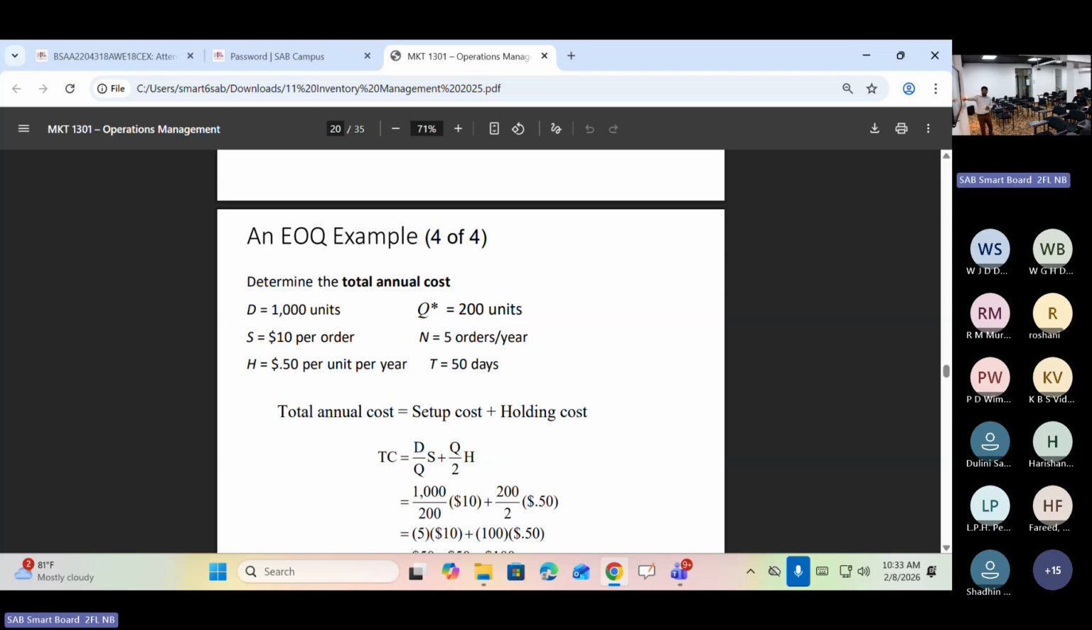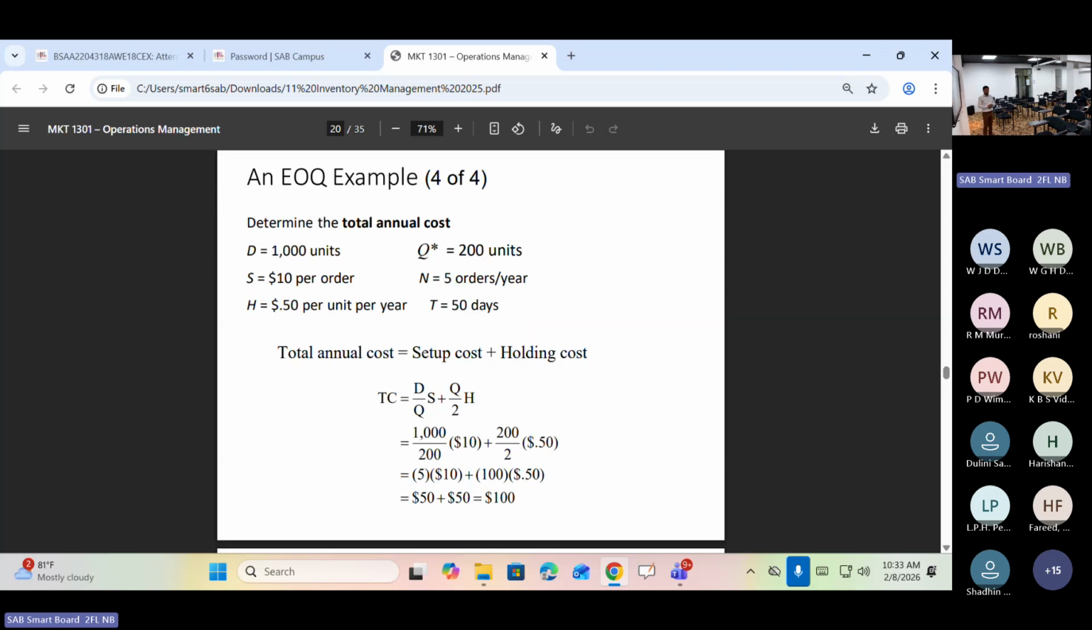If you are to calculate the total inventory cost, you know the equation: both setup cost and holding cost, which are equal at this point. So you calculate the setup cost using this equation plus holding cost. By substituting values, you get the total annual cost as $100. At that point, both setup cost and holding cost are equal to each other. Right? Hope that is clear.